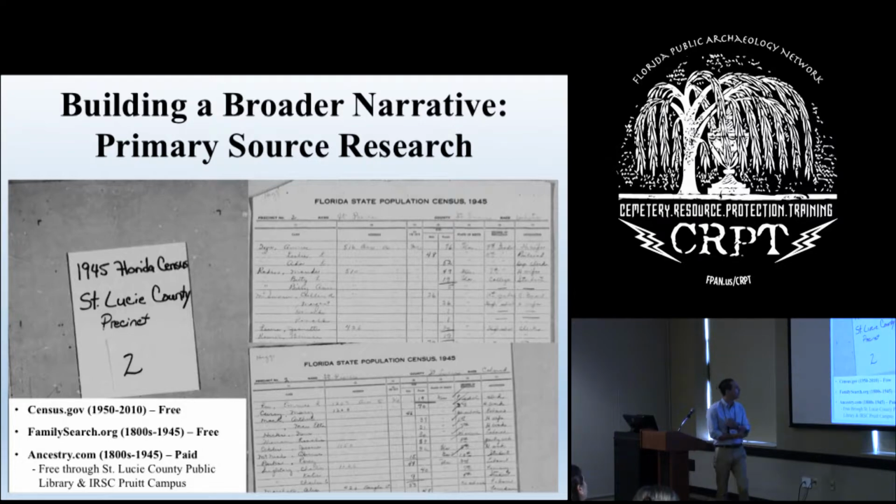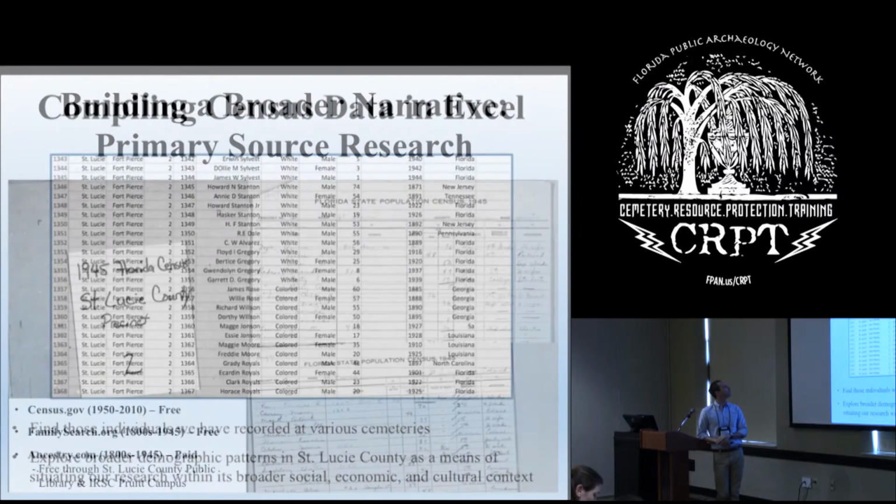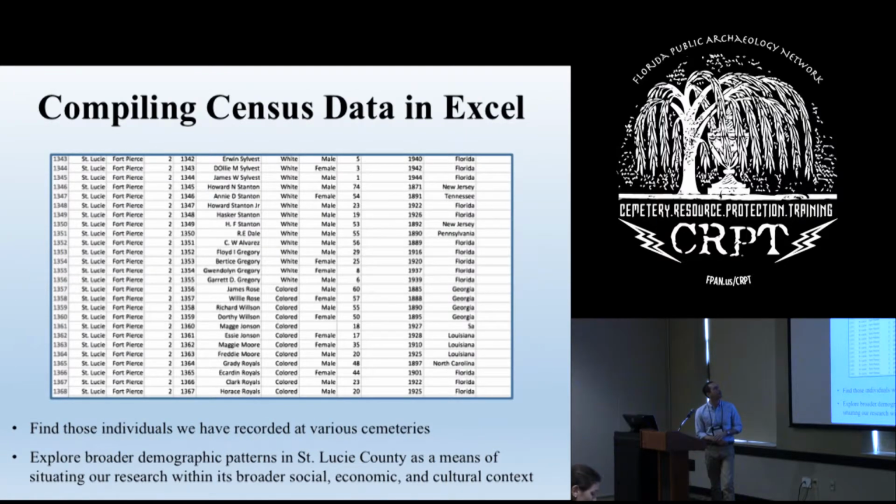The census is available at census.gov for free. Those include more recent censuses. There are also free and paid websites that have some of the earlier census data as well. So the goal here is to compile the census data in Excel for analysis. For example, we can find those individuals who are recorded at cemeteries, and we can do some analysis of things like race, socioeconomic status, occupation, and really see patterning in the burial data.